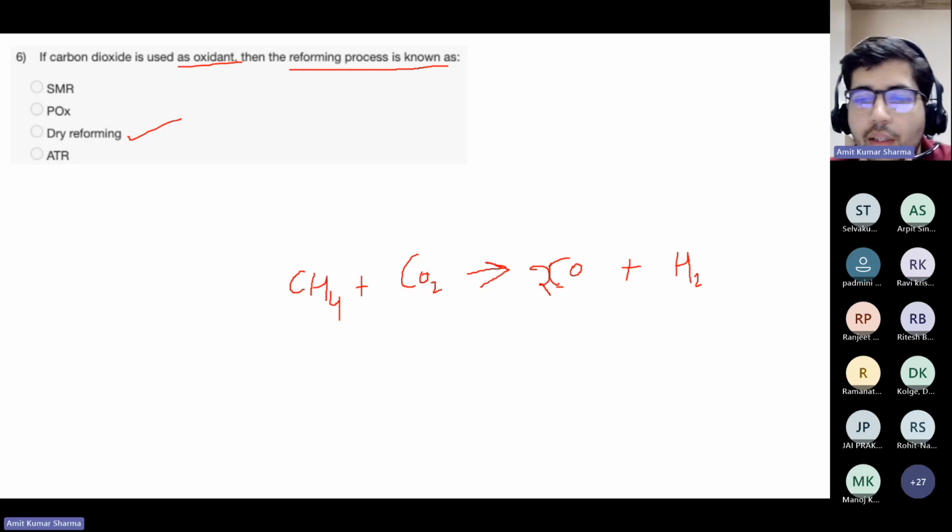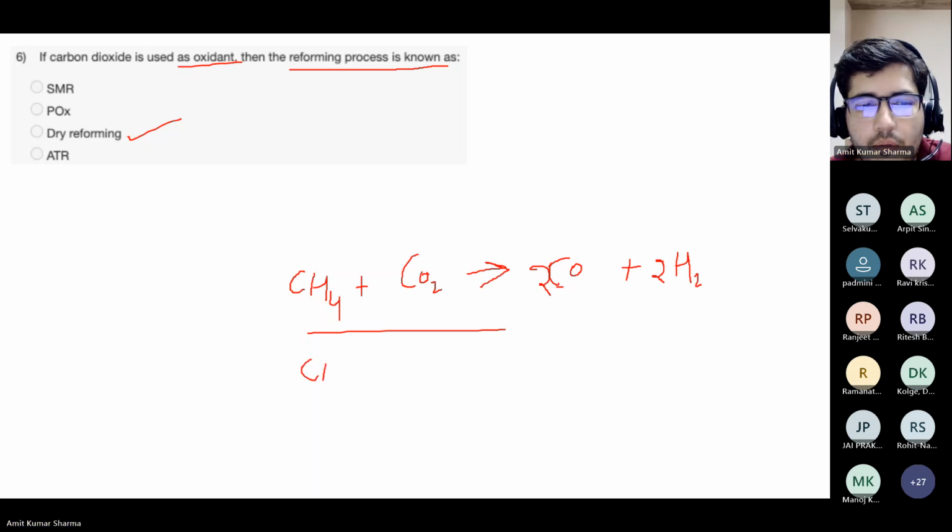No, 3H2 is in steam methane reforming. Here you can see it is only CH4, so it's 2H2. This is the difference. If you compare, sorry for my writing, actually I'm using a mouse, so maybe from the next class I will use a pen.